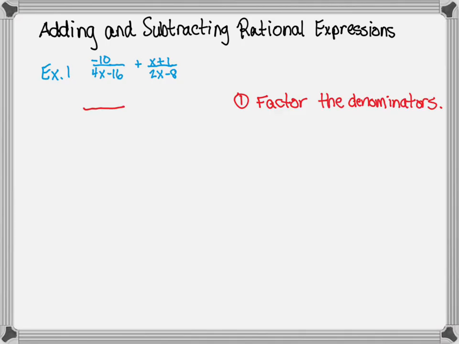So looking at our denominators, and our first one, we're going to look for our greatest common factor. I have 4x and negative 16. Our greatest common factor is a 4. We can factor that out, and we're left with x minus 4 going in the parentheses. And in our second denominator, if we look at 2x and negative 8, our GCF is 2. When we factor that out, we have x minus 4. Our numerators stay the same.